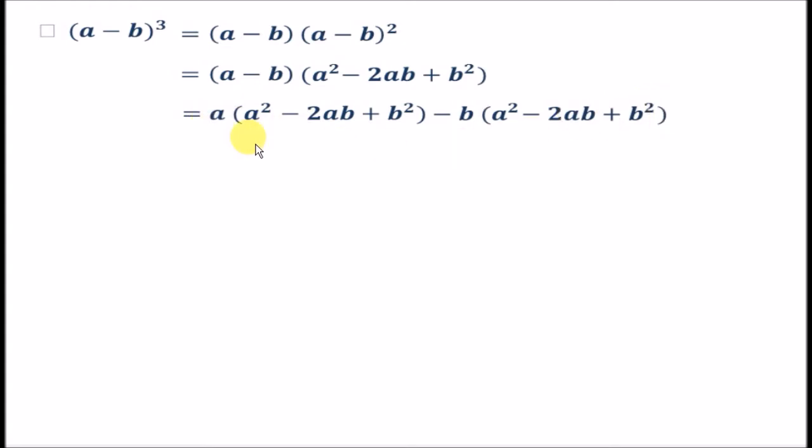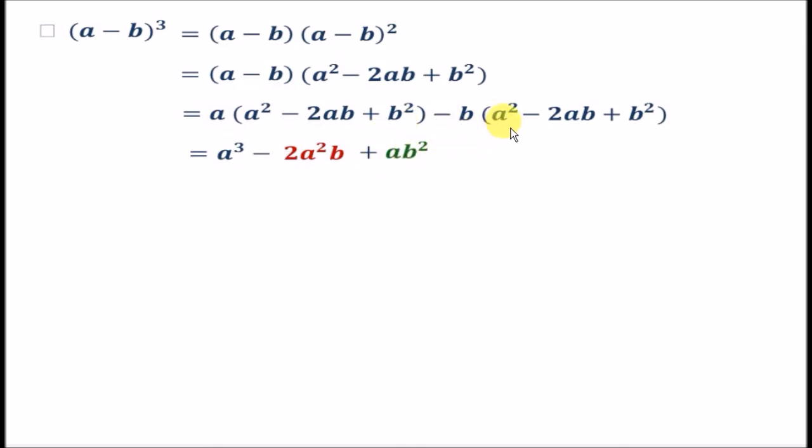Now the product, a into a², a³, plus into minus. Minus, we have to take care of signs as well, as we have a minus sign in this case. Plus into minus, minus 2ab into a will be minus 2a²b, plus into plus, plus a into b², ab².